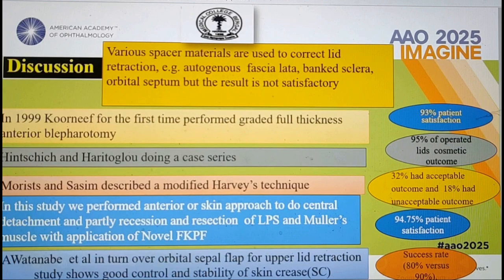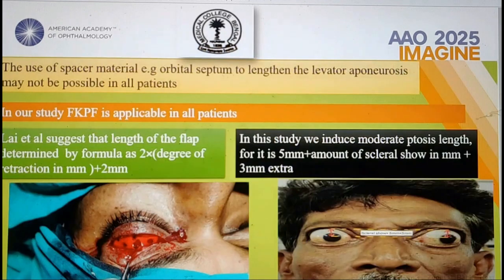Discussion: various spacer materials are used to correct the retraction, such as fascia lata and maxillary orbital septum, but the results are variable. In 1990, Conif success is 93%, homologous success is 95%, versus passive success is 32%. In our study, success is 94.75%. Rundle et al., with turnover of the septal flap, reported a success rate of almost 80%.